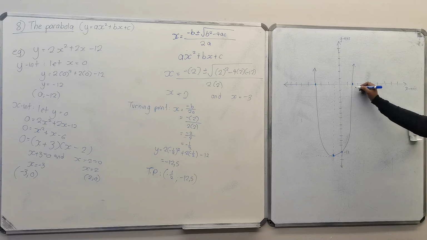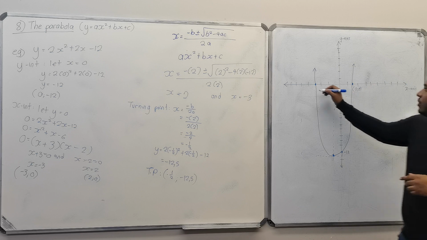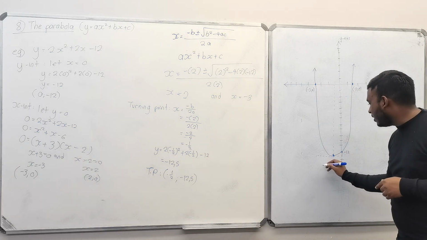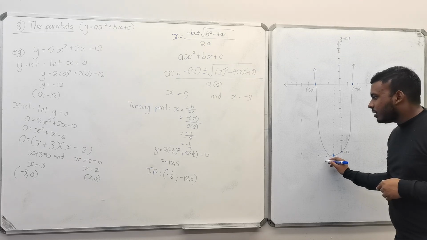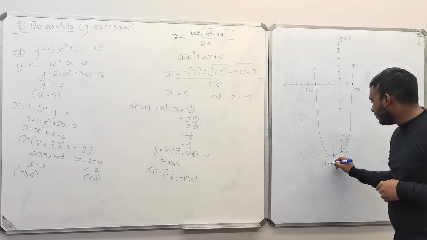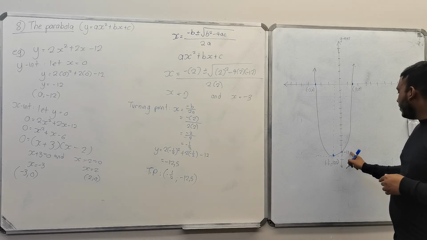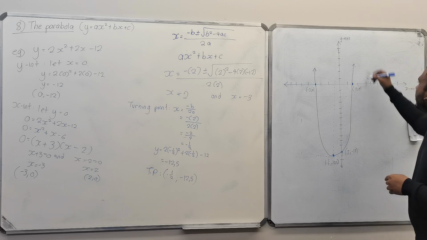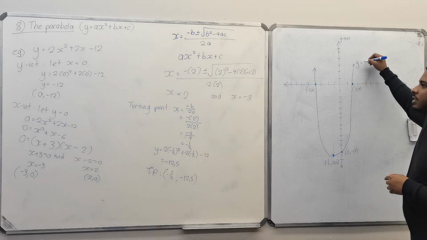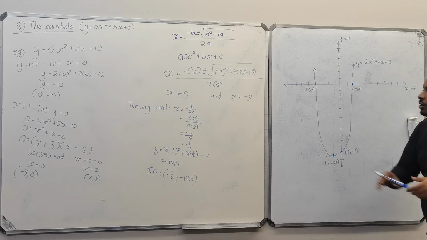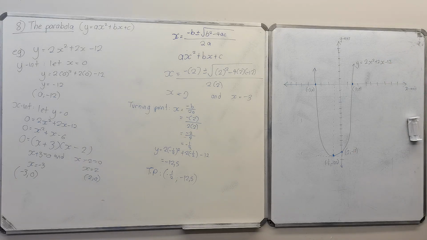So here you can show your points: this would be 2 and 0, this would be minus 3 and 0. Your turning point coordinate would have been minus half, minus 12.5. This coordinate here would have been 0 and minus 12. And this graph is called y is equal to 2x squared plus 2x minus 12. Does everybody understand what I did there?